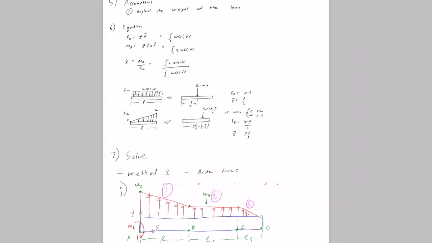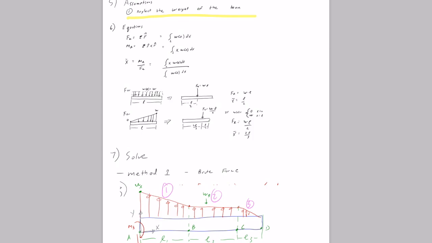Okay, so let's go to the next page. Our assumptions: the main assumption is I'm neglecting the weight of the beam. The beam would also have another load, which you can call either a distributed load or reduce down to an equivalent point load. But I'm going to neglect the weight of the beam for this particular problem.